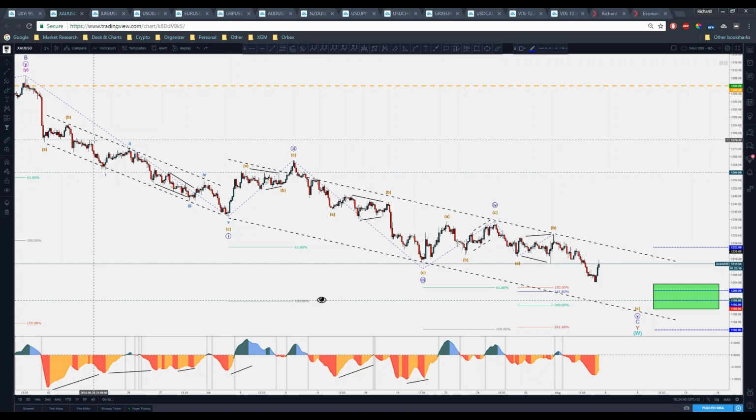Now, another way to measure these waves would be wave 1 with 2, with the Fibonacci extensions pointing me out towards the 100%. From wave 3 and 4, we have 61.8, not tagged yet, and 161.8 on this A and B.